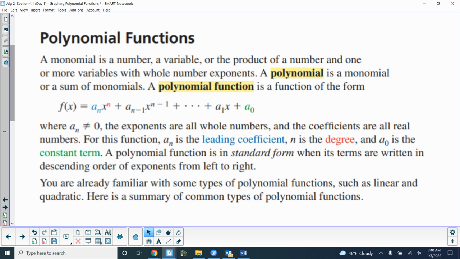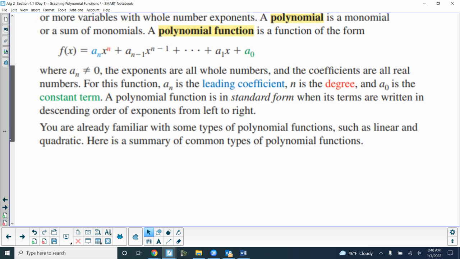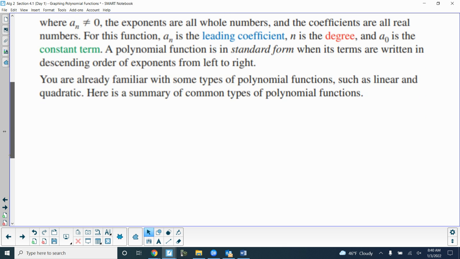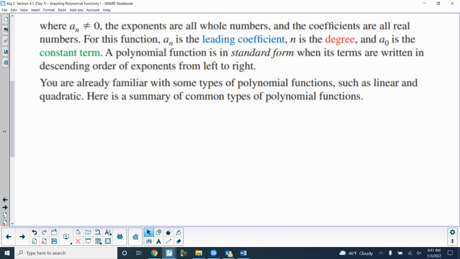It says a polynomial function is in standard form when its terms are written in descending order of exponents from left to right. So we're going to go from the highest exponent in order down to the constant. That's standard form for our polynomial. Now you're familiar with our types of polynomial functions, our linear and quadratic. We've done lots of linear and quadratic so far this year. So we're just going to get to x cubed and x to the 4th and x to the 5th with these polynomials. That's all.